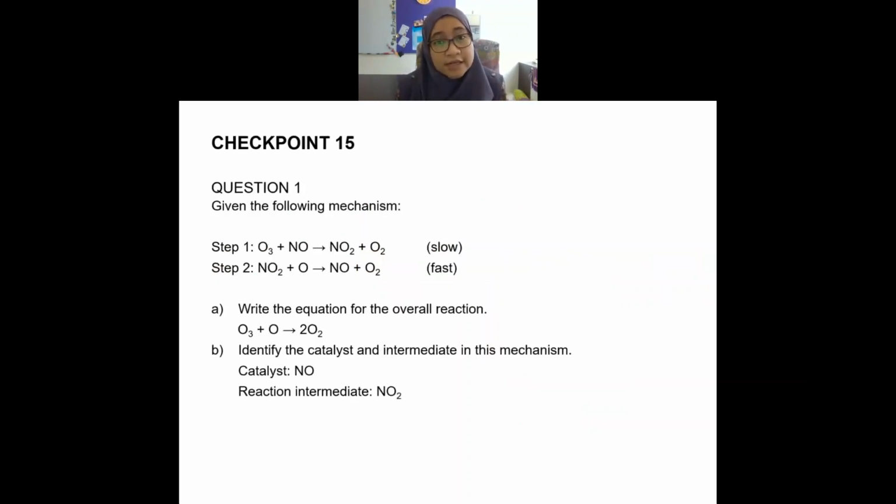Okay. Question 15, last question guys, the closing one. Given the following mechanism, so we have 2 steps, and stated there we have slow and fast reaction.